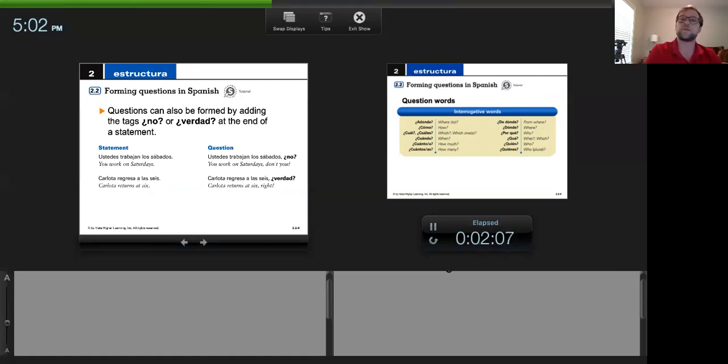My tone does go up when I ask that "no" or that "verdad," right? Carlota regresa a las 6. That's the statement. "Verdad" makes it a question, right? Or "no," okay? So these are three different ways: by inverting the subject and verb, by changing your intonation at the end of a declarative statement, or by putting on a tag word like "no" or "verdad," right, at the end of a statement.